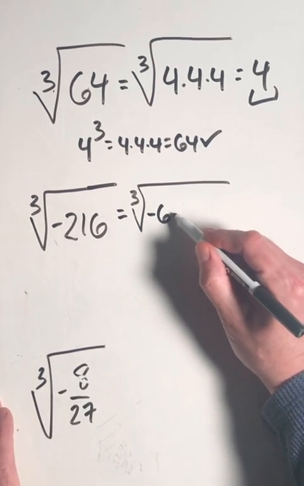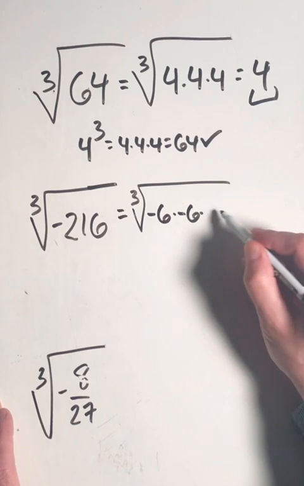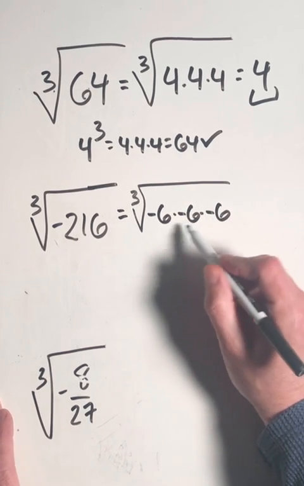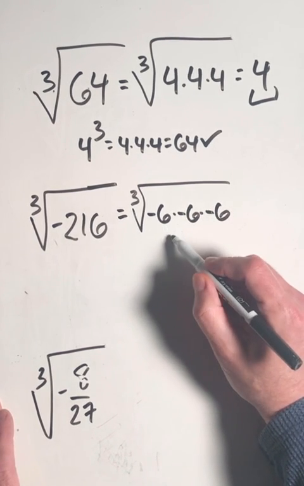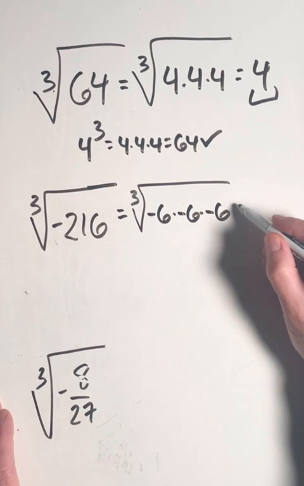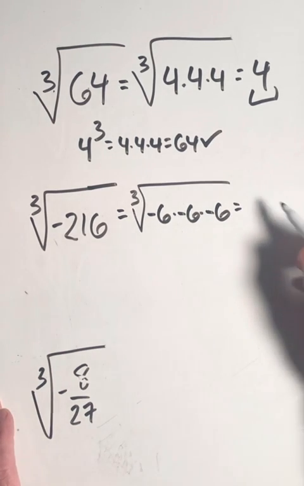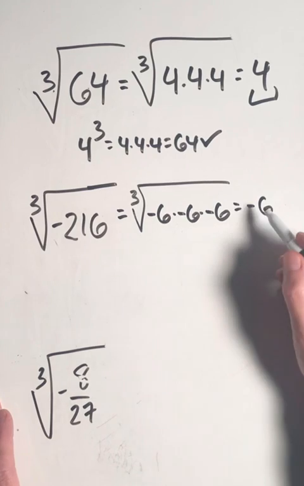So I would know just from my patterns that negative 6 times negative 6 would be positive 36. 36 times negative 6 would be negative 216. So the cube root of negative 216 would be negative 6.